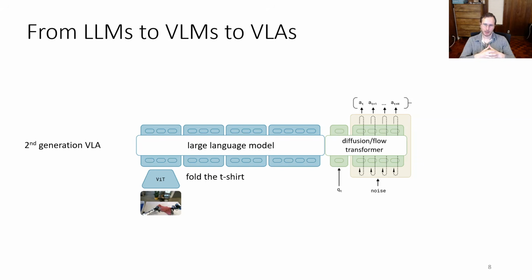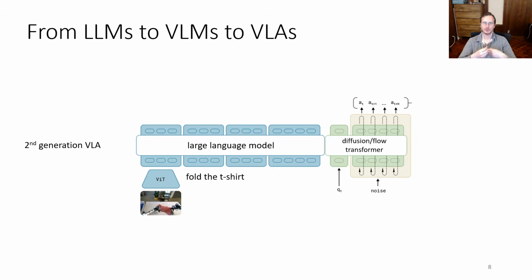And because actions are continuous, it really helps to represent the distribution over actions with a very powerful continuous density model like diffusion or flow matching. So second-generation VLAs add some additional neural module, which typically uses diffusion or flow matching to represent continuous actions, typically action chunks. An action chunk is a short sequence of actions, and that really helps to capture complex, fluid, and dexterous behaviors.